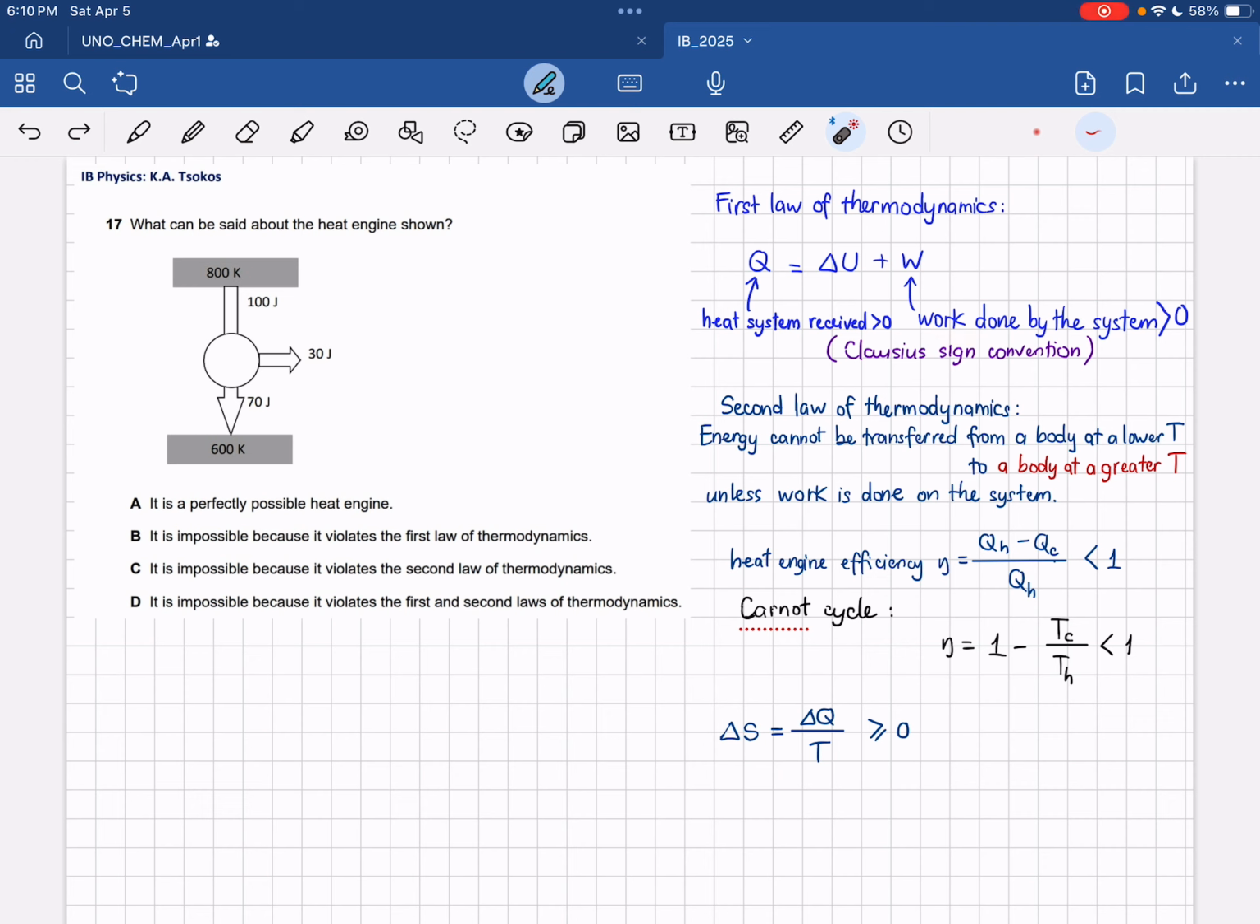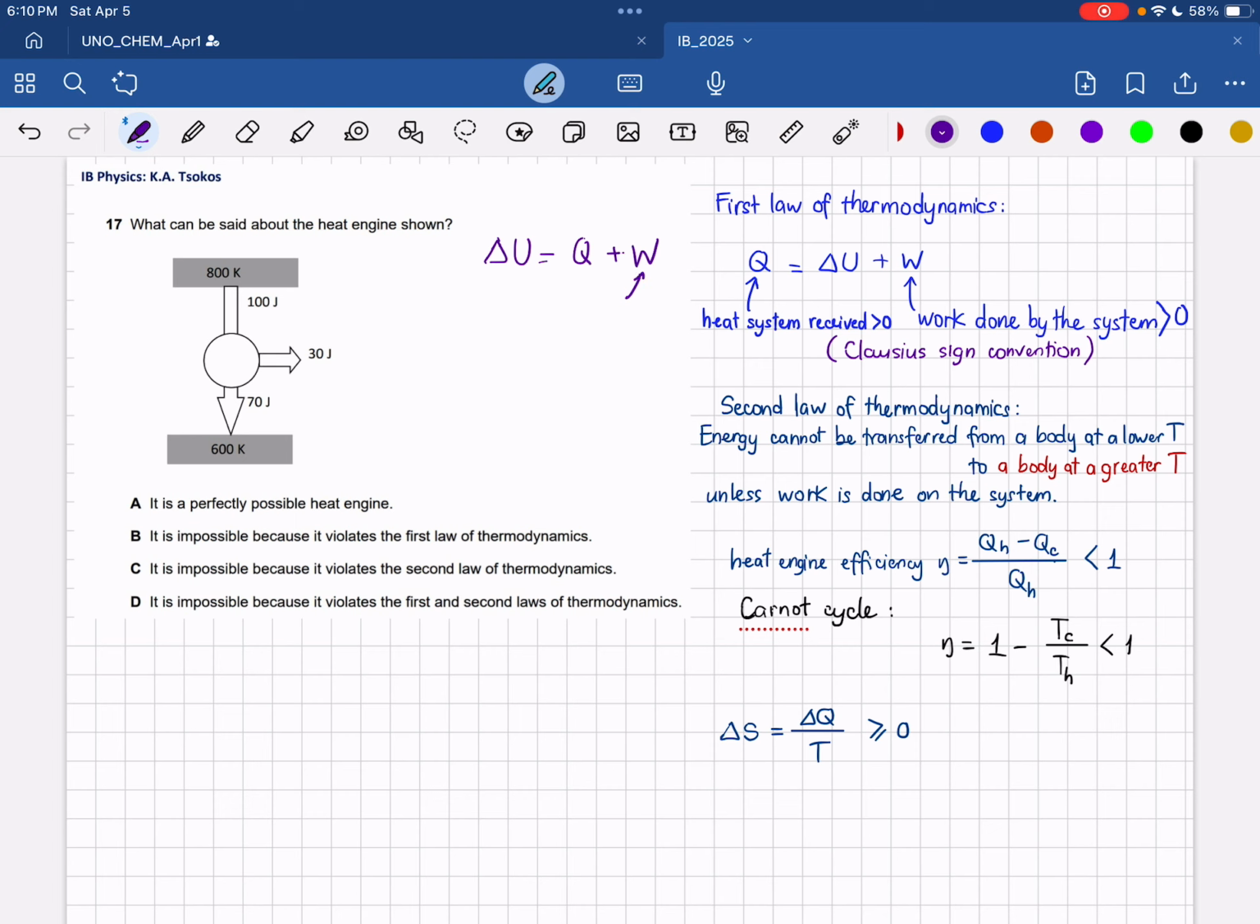So basically by the Clausius sign convention, you will see that if the system receives heat, then that heat should be greater than zero. If it has an increase in the internal energy, then this delta U should be greater than zero. And also if the system is doing work on the surroundings, then the W here should be greater than zero. So sometimes you may find another way to write this one, that is delta U equals Q plus W.